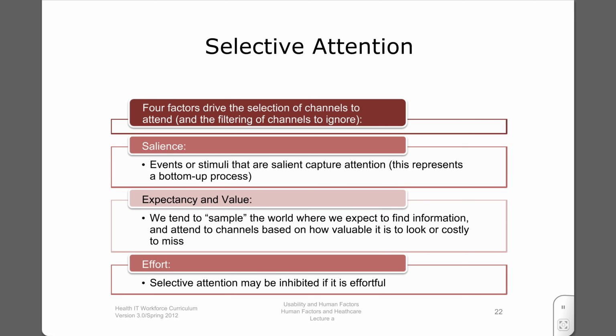This slide enumerates a number of factors that drive the selection of channels to attend. Events or stimuli that are salient tend to capture our attention. Loud music or a conversation where someone mentions your name is likely to capture your attention. We tend to sample the world where we expect to find information and attend to channels based on how valuable it is to look or costly to miss. This can be a property of expertise.